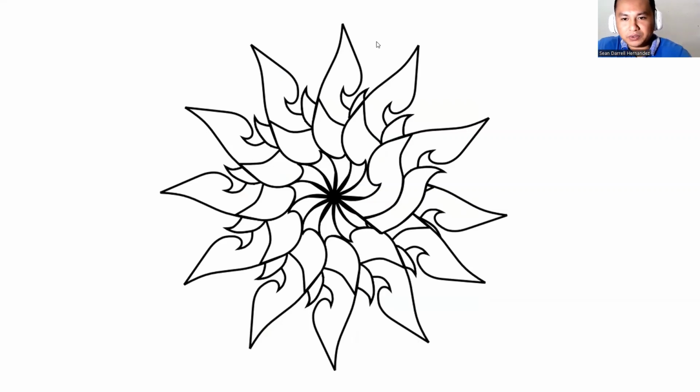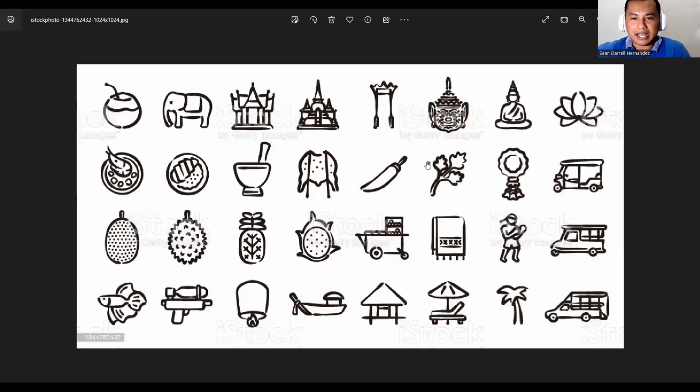So what are we going to do today? I'm going to distribute to the whole class this guide. These are small drawings of key symbols or iconic representations of the art and culture of Thailand. There's the elephant, there are food, fruits, there are buildings, mask, and the Buddha himself.